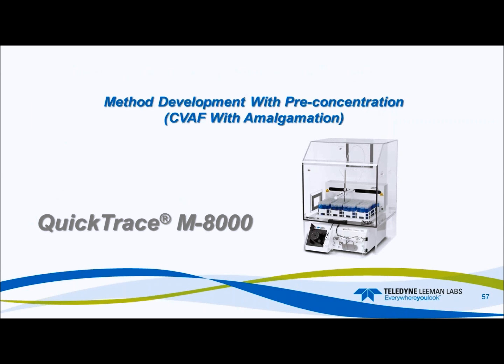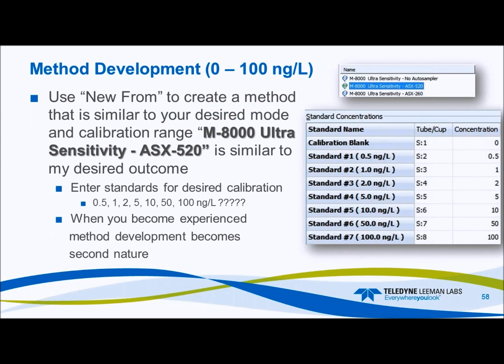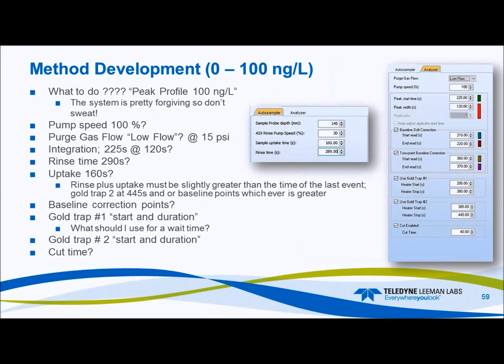Let's get into the gold trap analysis. So again, you grab a method, and UltraTrace or ultra sensitivity I know is with gold traps, so let's enter the standards in at 5, 1, 2, 5, and so forth. And again, once you know how to do this and you've done it a couple times, it's really, really fast. So if someone comes down to you and says, I want this method, I want to run up to this calibration, you just say, yeah, I got it, I can do it.